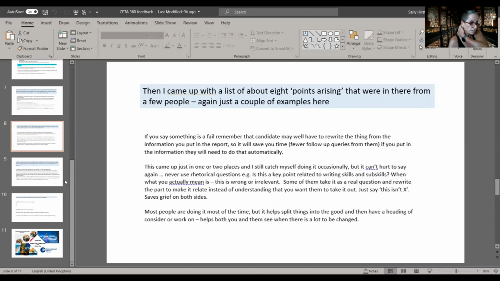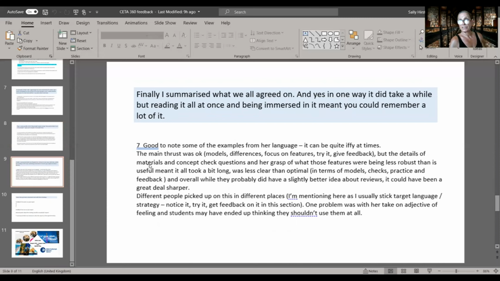And then finally, I went through the whole thing, amalgamating what everyone had said. So there was a kind of neutral account of what we read. It was very borderline, both background and lessons. So the actual grades I think were still disputed even at the end, but the areas she needed to work on were absolutely clear. So this was my summary of what people said about 7, for example.